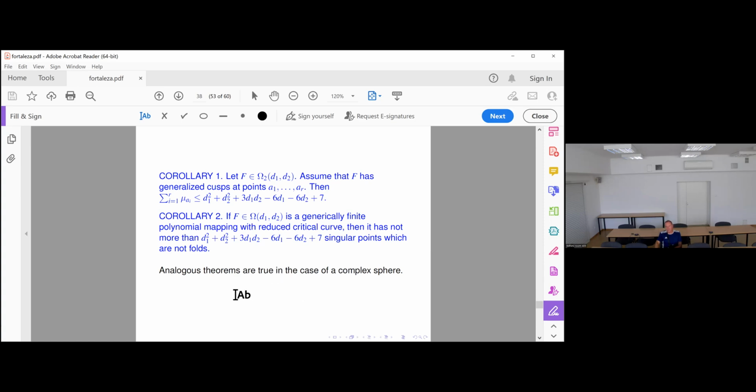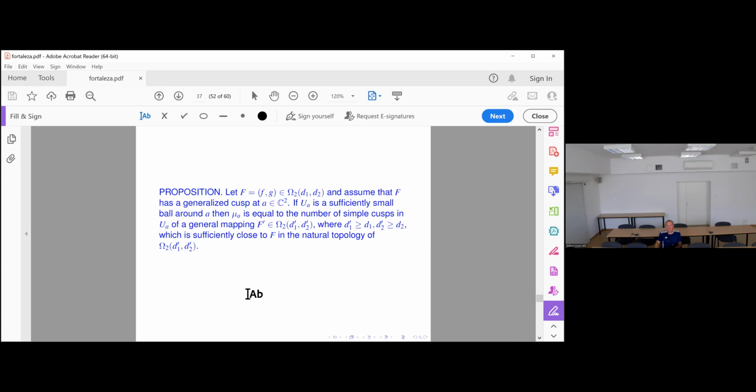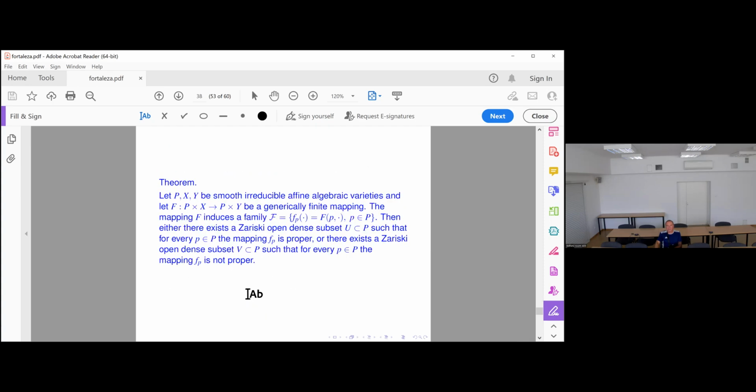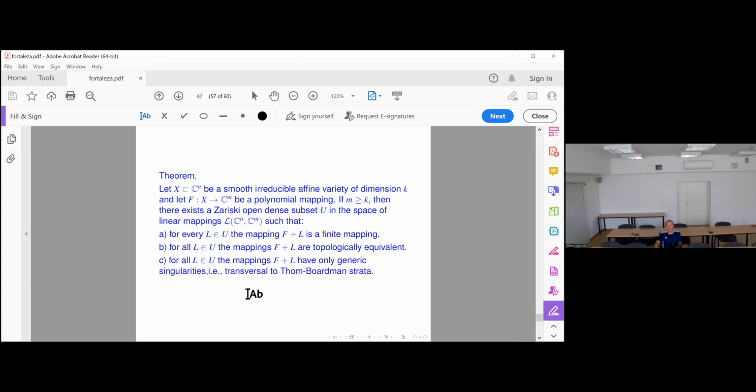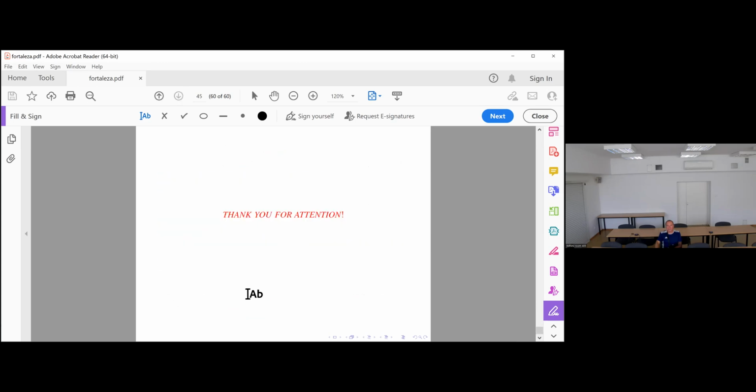And analogous theorems are true in the case of a complex sphere. I'm sorry, here. I don't know whether I have time. Maybe I finish here, because thank you for the attention.